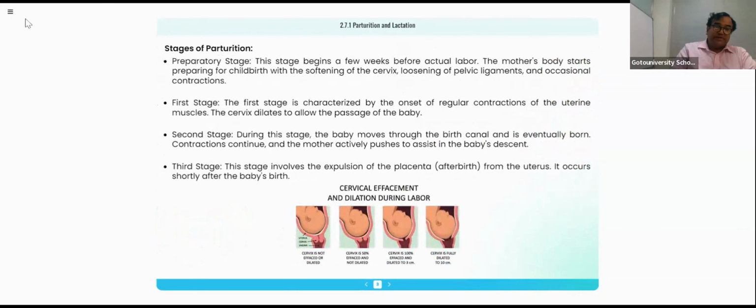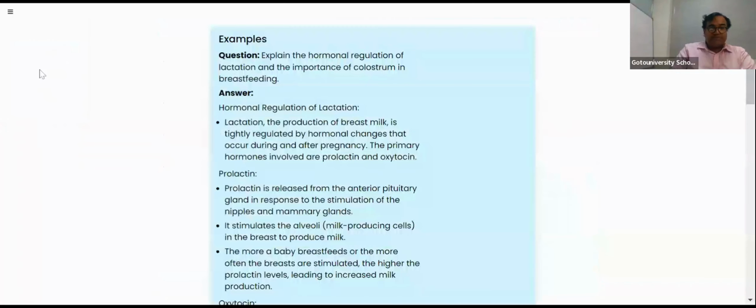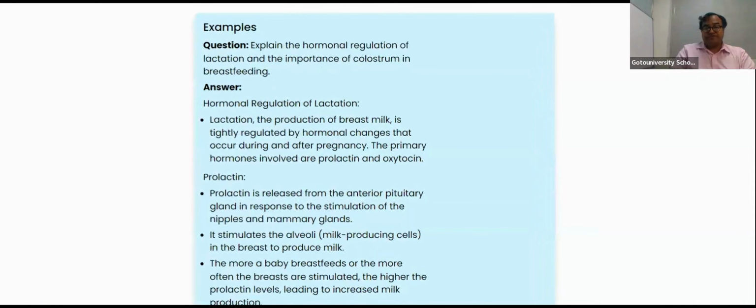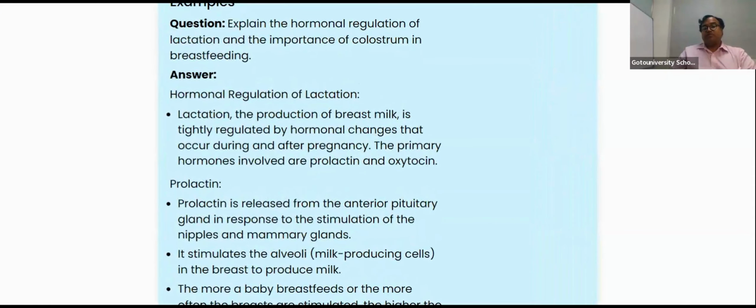Before going to the next important segment of parturition, we'll be entering into the examples. We know very well the hormones play a crucial role in lactation, right? The prolactin hormone is formed by the male also, but in male it is not doing any work. Only in the female it is bringing the mammary gland secretion, which is nothing but milk.